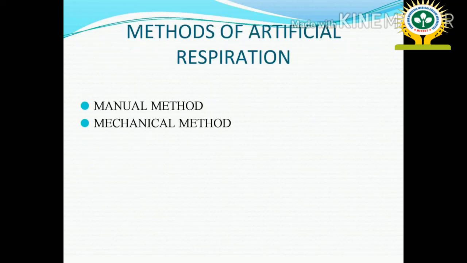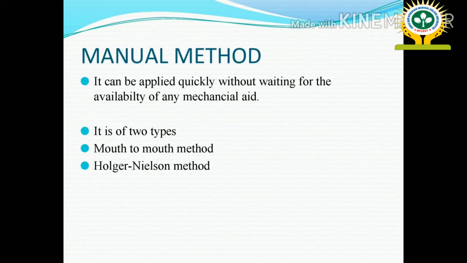Now we will study the methods of artificial respiration. There are two methods of artificial respiration: manual methods and mechanical methods. Manual methods can be applied quickly without waiting for the availability of any mechanical aids. There are two types of manual methods: the mouth-to-mouth method and the Holger-Nilsen method.